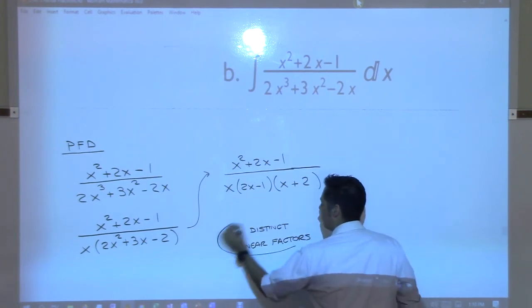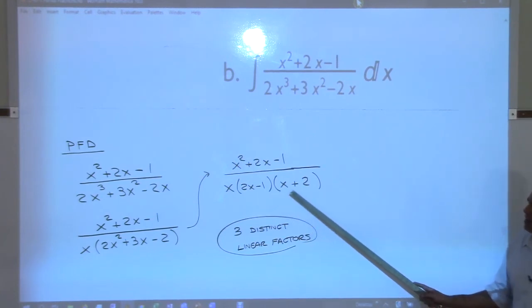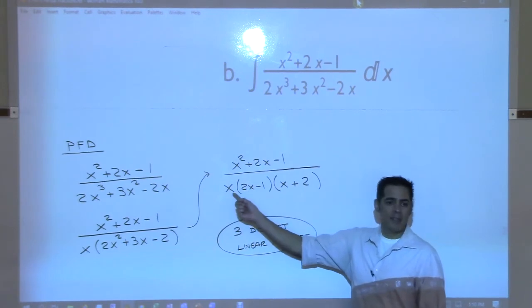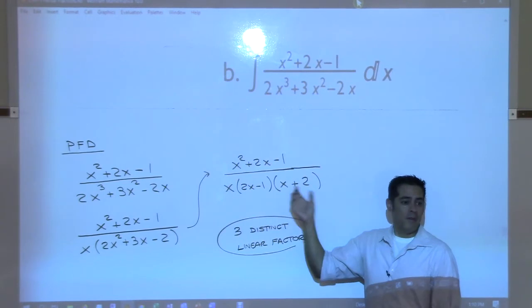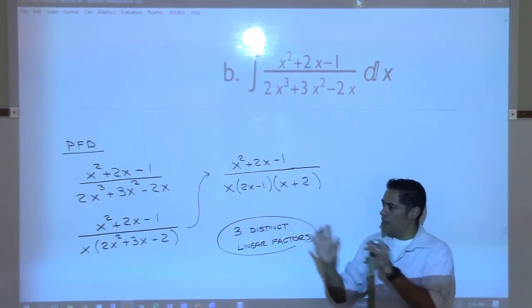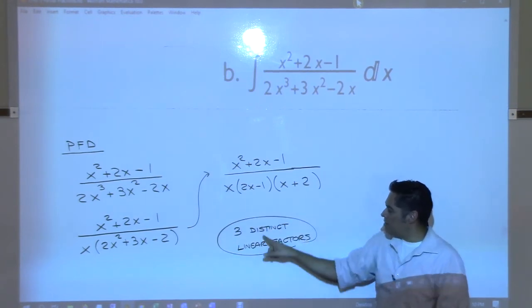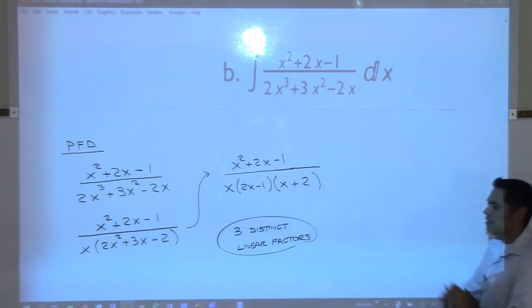That's what we're working with. What does the word distinct mean? Unique. They're not the same linear factors, right? So if this had been x times x plus 2 times x plus 2, then we would have had x plus 2 repeated, right? But none of these are repeated. They're different linear factors. They're unique. So that's where the word distinct comes from. So we have three individual distinct linear factors.